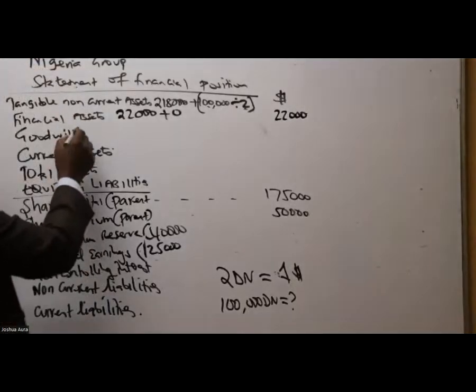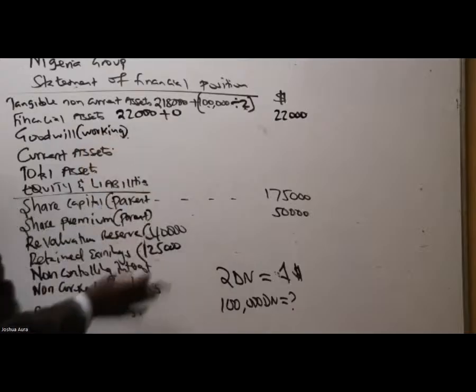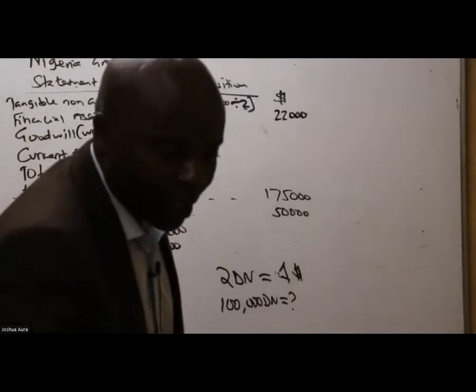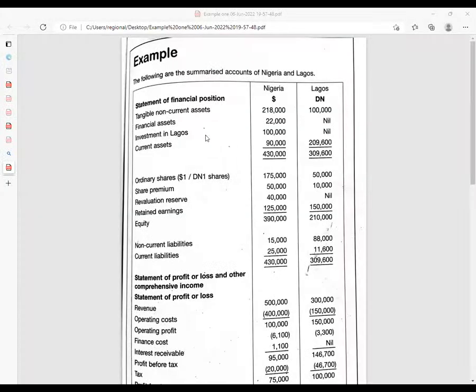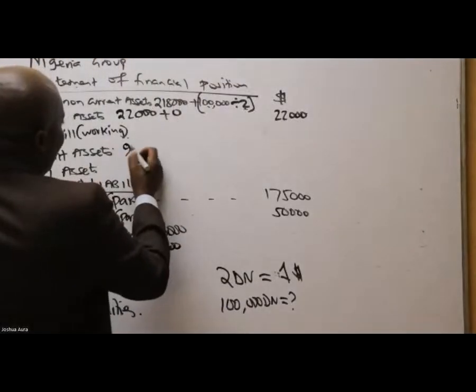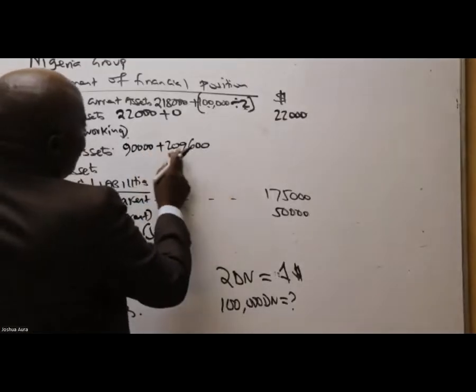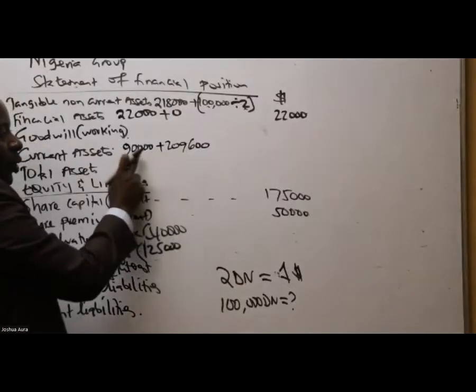Goodwill, of course, we need a working for this. I'll be doing the working later. Now go to the current assets and combine them. So current assets, I can see 90,000 plus 209,600. But remember, these are DNs. We still need to retranslate them to the dollar.